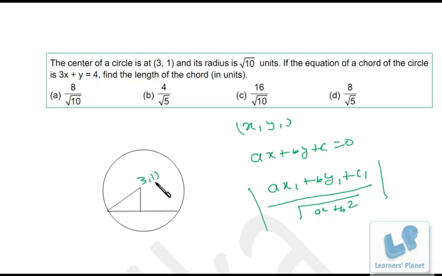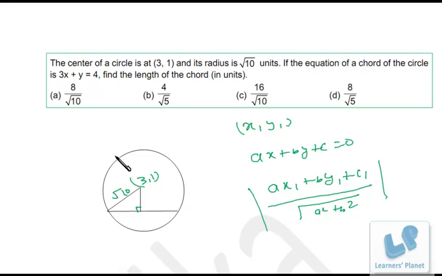Now here the center of the circle is (3, 1). The radius is root 10, and there's a property that if you drop a perpendicular from the center of the circle, then it bisects the chord, right? So we know the equation of the chord, that is 3x + y = 4. From (3, 1), we are going to drop a perpendicular on 3x + y = 4, so we can get the length of the perpendicular using this formula.